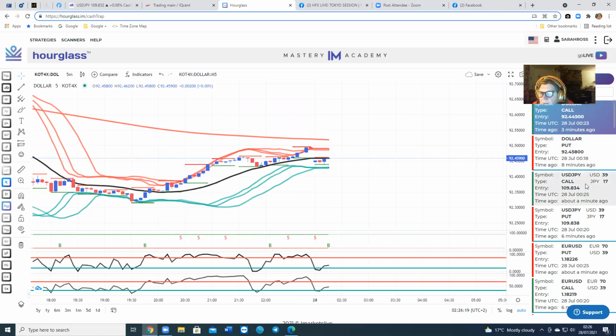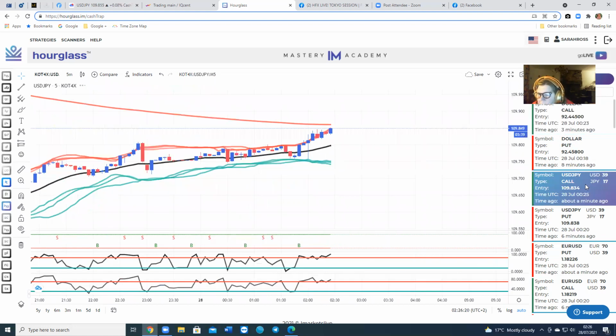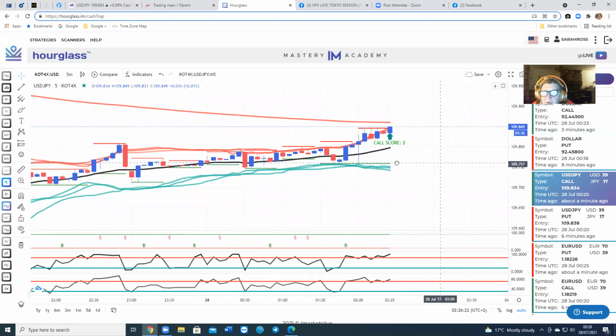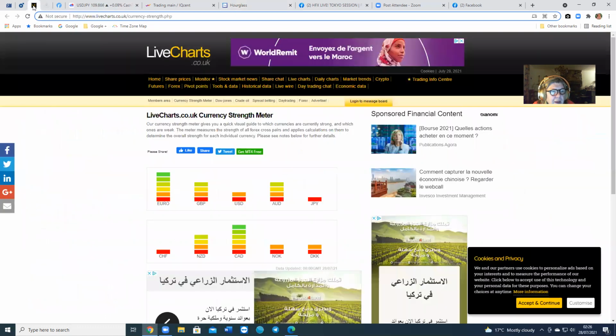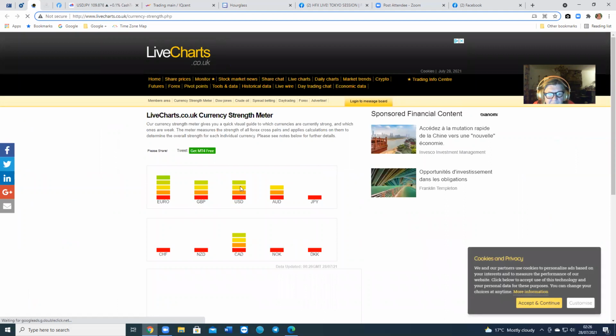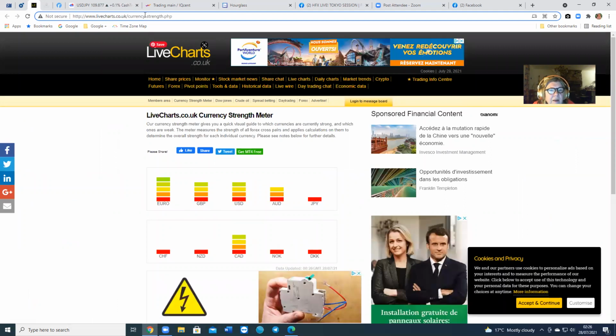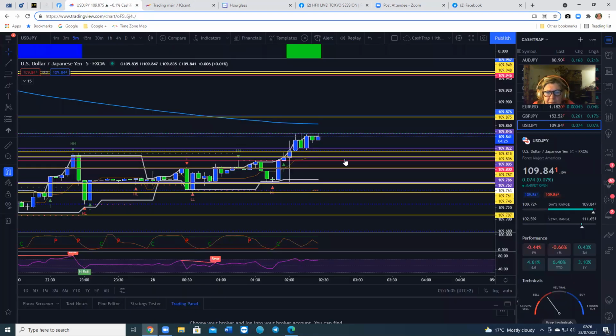It says call. UJ a minute ago, 25 past candle, said call. Oh, look at that go. So it's in the overbought area. It's 39 to 17. We know that it has increased in strength. I'm just refreshing my currency strength meter. It's now 4 bars to 1 against the yen. Oh, there she blows. Gone right back up.